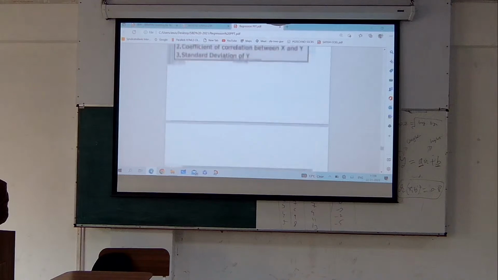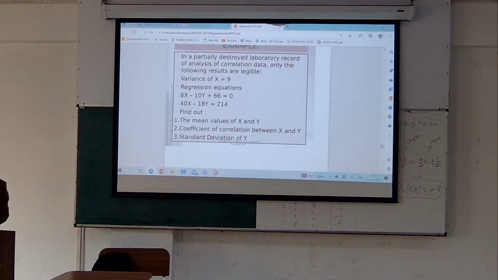Now suppose you have this type of problem: in a partial laboratory record, only the following results are legible. The variance of x, which is 9, and these are the two regression equations you know. Now you have to find the mean of x and y, so you can just solve it and find the mean. Then the coefficient of correlation between x and y.